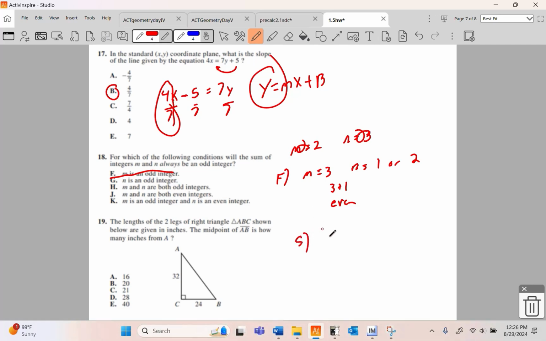Choice G, n is an odd integer. So if I'm looking at choice G, n could be something like 5. But it doesn't say what m is. M can be anything. M could be 1 or 2 or 3 or 4 or 5 itself. And we're talking about sum, right? Which means we add. But if I do 5 plus 1, I get an even. So this is true. H is m and n are both odd. So maybe I let m be 3 and n be 5. 3 plus 5 is even, and I always want to be odd, so gone.